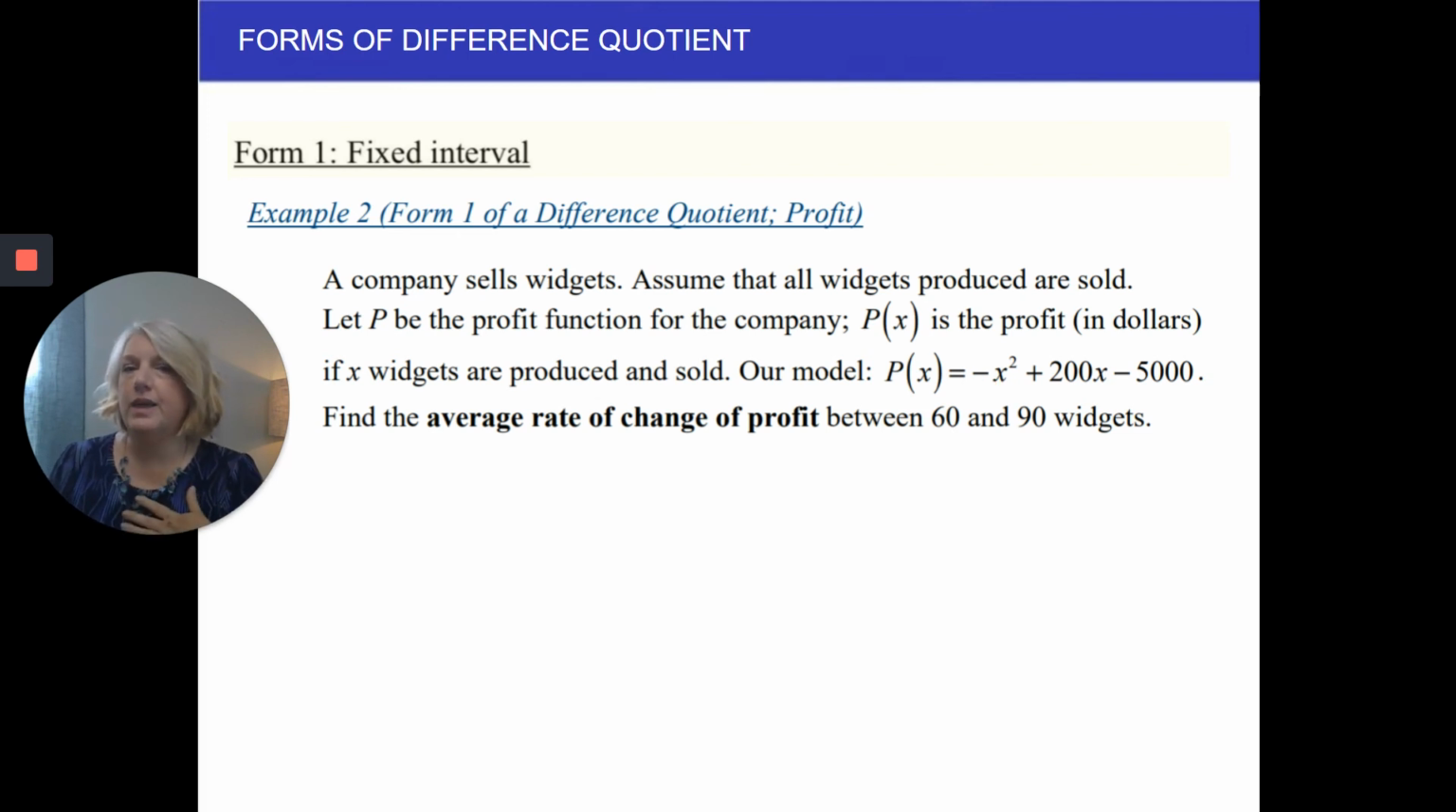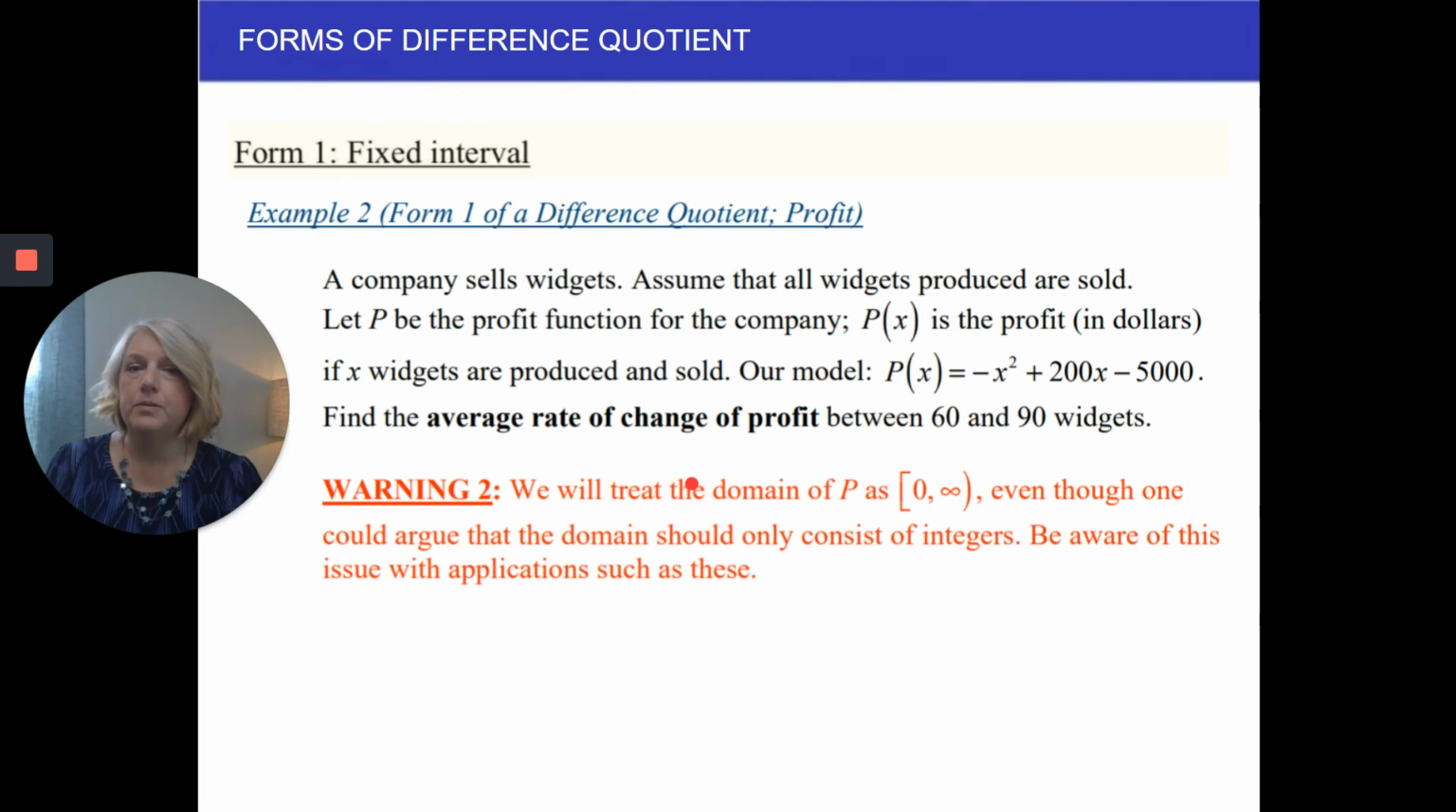And we want to find the average rate of change of profit between 60 and 90 widgets. So notice that this is form 1 because it's a fixed interval. I know the beginning and I know the end, and I have a formula, and so I'm going to be able to get the y values that go with those values. So quickly just showing you this example.